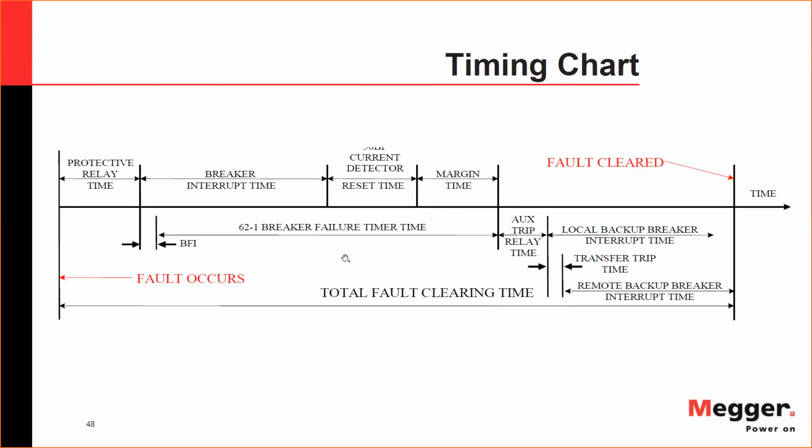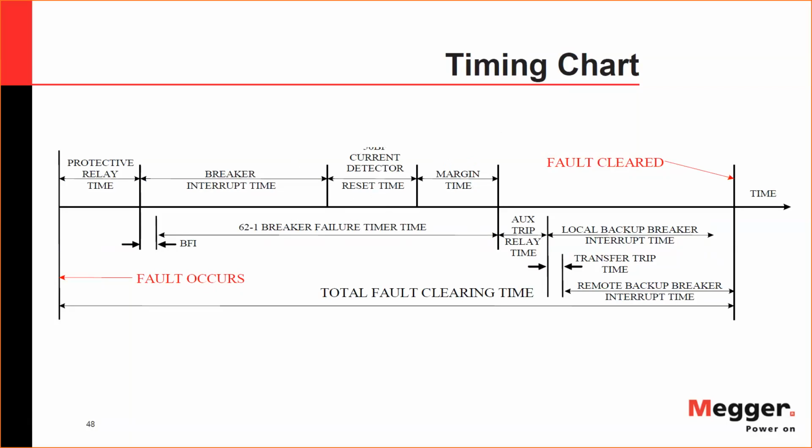Now, the timing for the breaker failure element depends on a number of things. When I want to make sure that my breaker did not actually operate, I have to give it time. So when a fault happens and the protective relay has operated and issued a trip command, I need to give the breaker time to interrupt, and also time for the current detector to reset. This is a very important stage: the current detector resets my timer if the breaker has operated. I also add a safety margin, let's say 50 milliseconds. After that, I can operate the breaker failure protection.